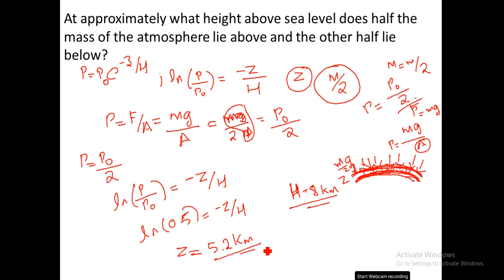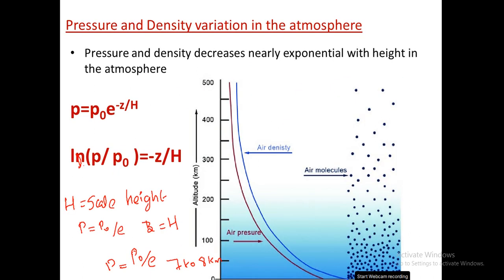Since the variation is exponential, as both density and pressure vary exponentially, almost the whole of the atmosphere is present in the lower layers. Just now we calculated that almost 50% of the atmosphere is present within 5 kilometers, like half of the troposphere. So that is pressure and density. Both have an exponential decrease.